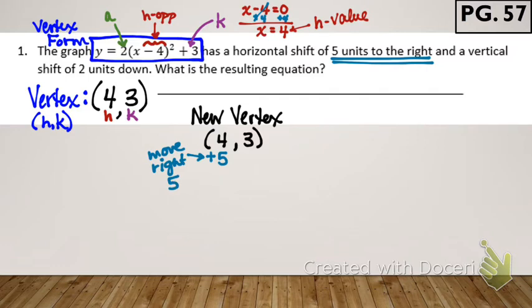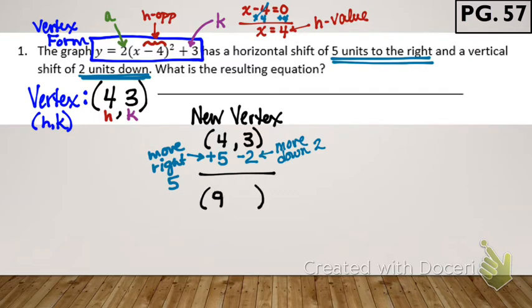And what else did it say is going to happen to this? It's going to shift 2 units down. Which of these two numbers is that going to affect? The K value, the 3. Am I going to add or subtract it? Subtract it. This is going to move it down 2. All right, so I'm actually going to combine those things together to get my new vertex. What is 4 plus 5? 9. 3 minus 2? 1. This is the new vertex.